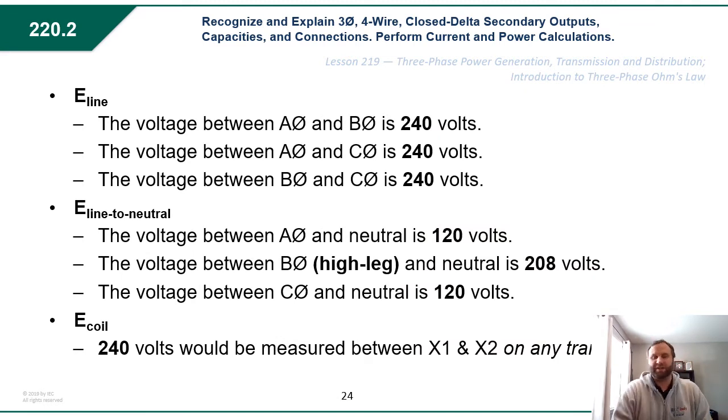Again, here's a representation of what I just said. The line voltage would be 240. The line to neutral voltage would be 120 or 208, depending on what phase you were measuring. And then your coil voltage would be 240 volts, measured between X1 and X2 on any transformer.